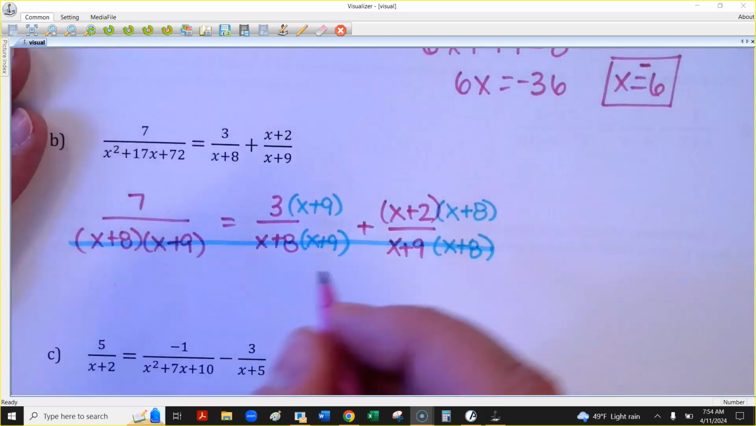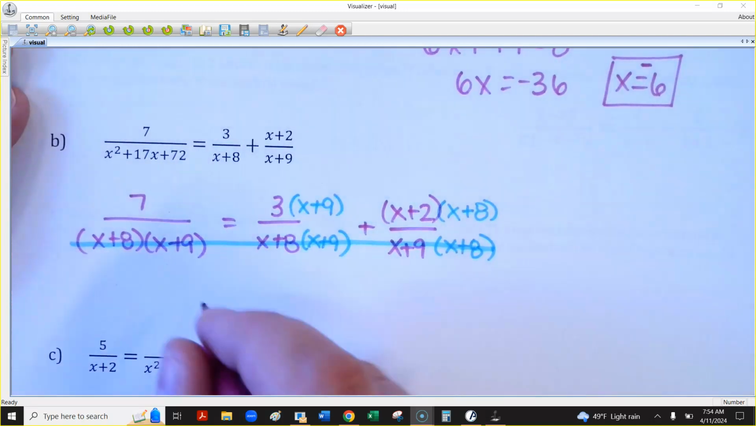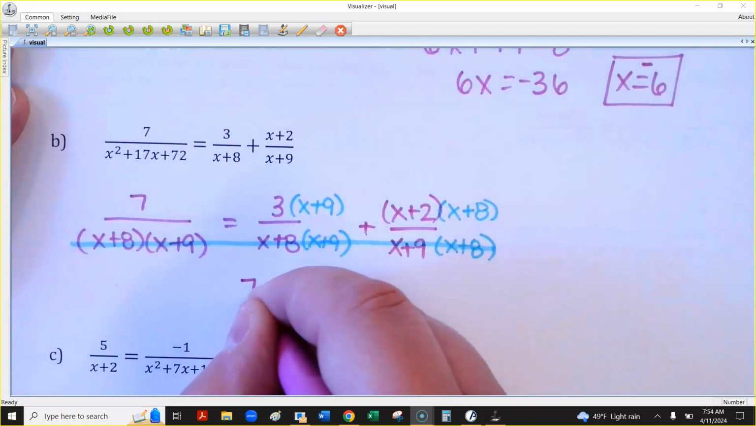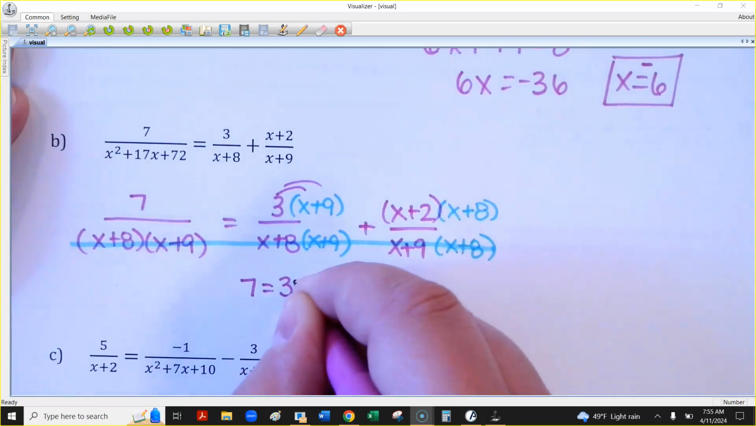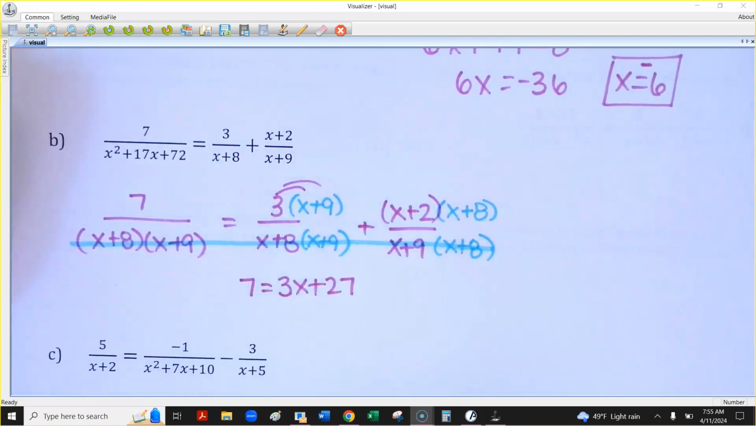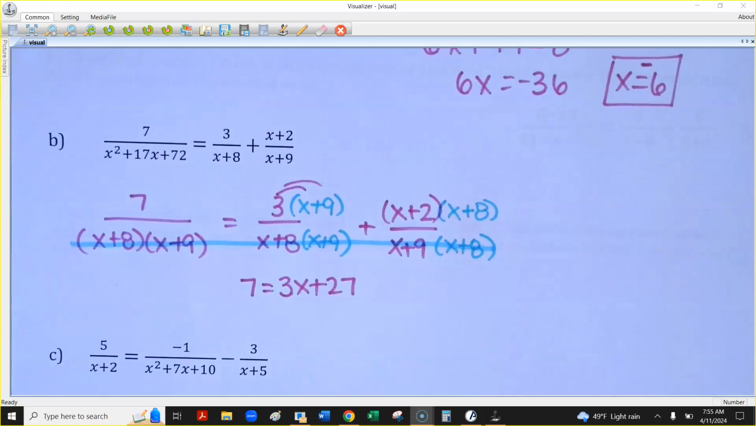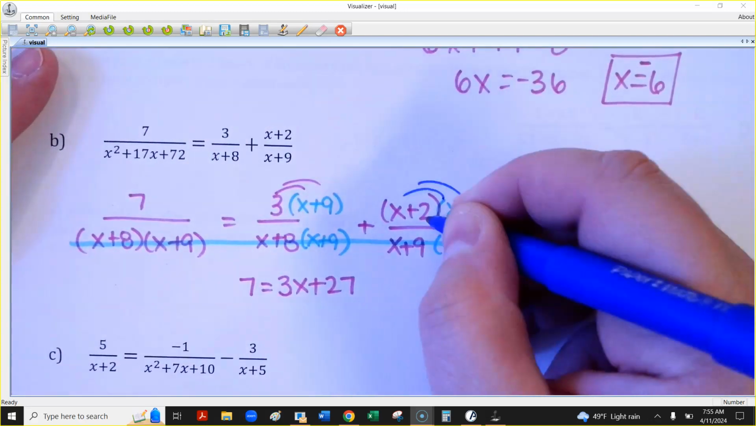All right, well, I wrote too big here. Let me see if I can space this out. So this side, we just have 7. I'm going to do a little distributive property. So we're going to get 3x plus 27. And let me grab a different color. I'm just going to kind of FOIL this right above, but I'll put the simplified version down below.